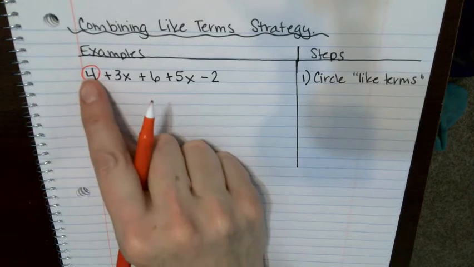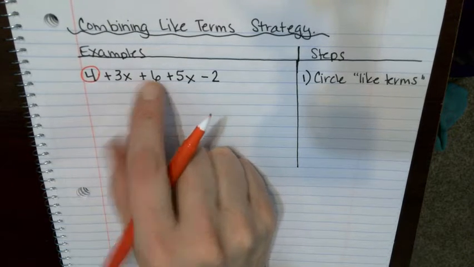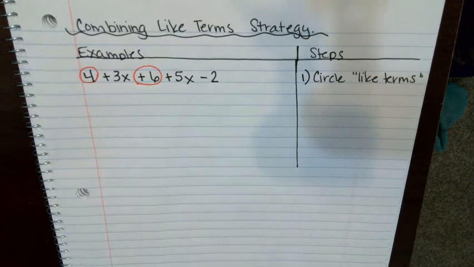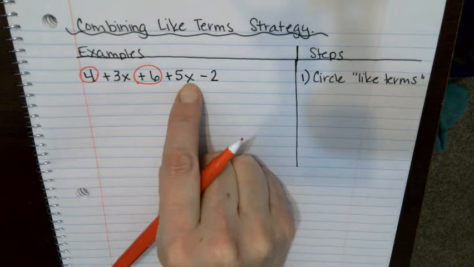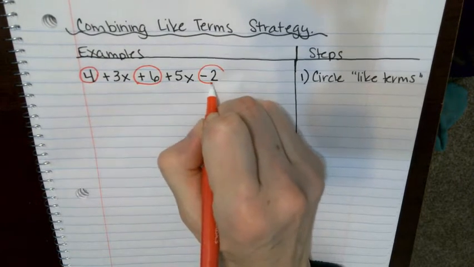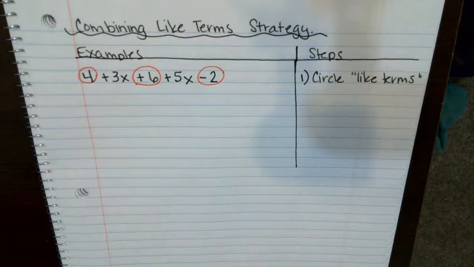So my next non-variable term is 6. But remember, what am I doing with that 6? I'm adding it, so I have to put in that plus. 5x is not a like term, but 2 is. And what am I doing with 2? I'm subtracting it, so I'm going to write it like that. Okay?